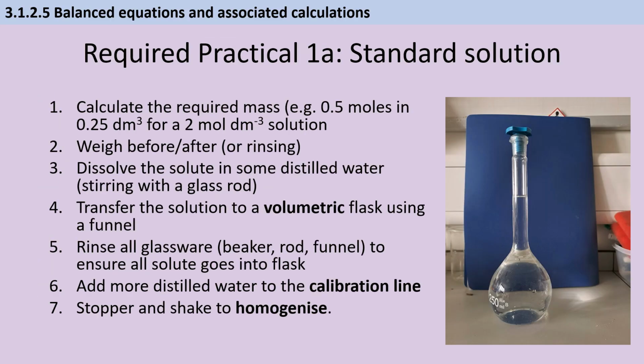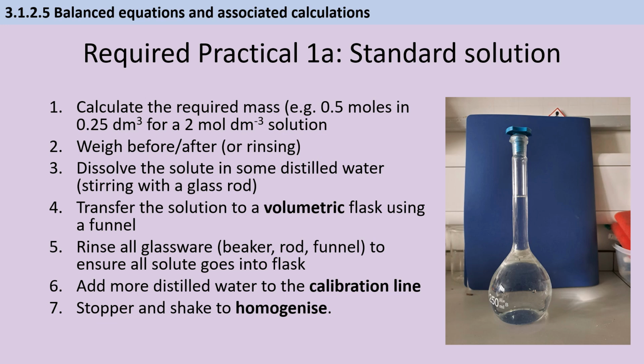In the first part of the first required practical, you make a standard solution. This could be in the context of a calculation-based question where you're given a particular volume and concentration and you need to calculate what mass of solute you need. In terms of the method, the first thing we need to do is weigh out the precise amount of solute, and we need to know how much solute has been transferred to the solution, not just what was weighed out initially. So either you do the weighing before and after method, or you're going to rinse everything into the beaker that you're using to dissolve the solute in. Then you dissolve that solute using some distilled water, stirring it with a glass rod to make sure that everything dissolves fully, and then transfer this solution to a volumetric flask using a funnel.